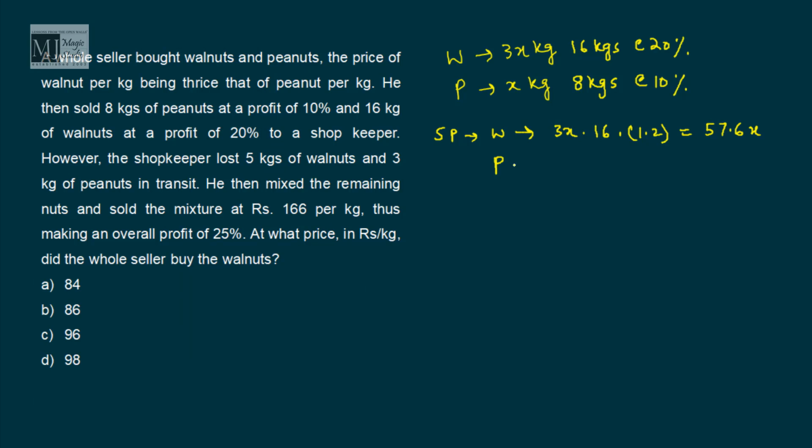And the selling revenue for peanuts would be x into 8 into 1.1 for the 10% profit, so that is 8.8x. So the total revenue generated by the wholesaler would be 66.4x. Yes? Okay. So till here we are done. Now this is the selling price of the wholesaler, so this must be the cost price of the shopkeeper.